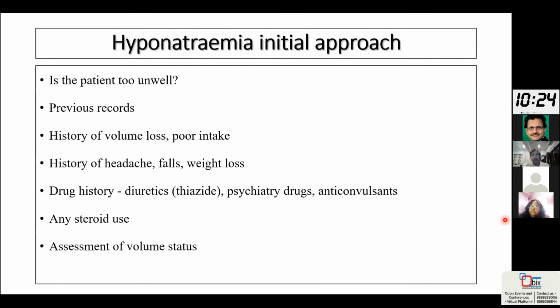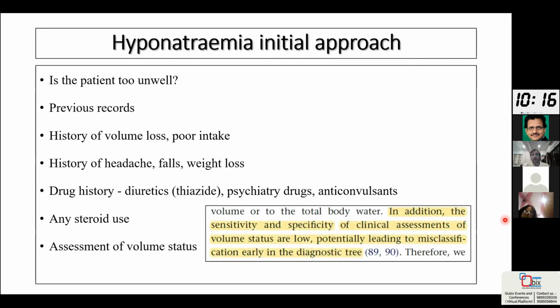So now when you have taken this history, you assess the volume status. However, it is very important to note, and I've taken this from the European Journal of Endocrinology guideline for hyponatremia by the European Association for Endocrinology, that the sensitivity and specificity of assessing volume status is quite low, potentially leading to misclassification if you use it early on in the diagnostic tree.